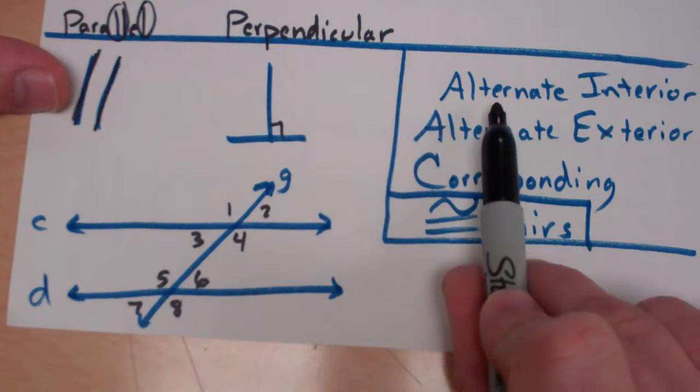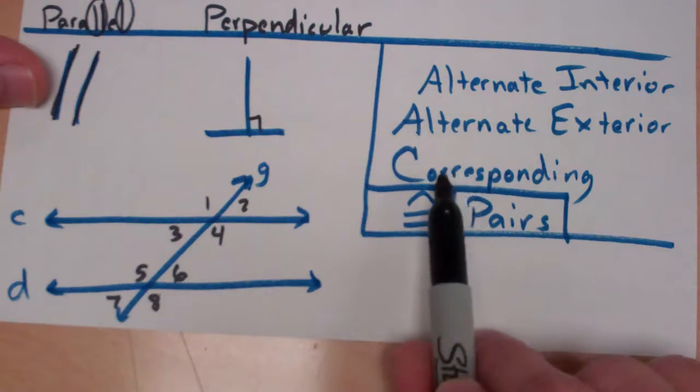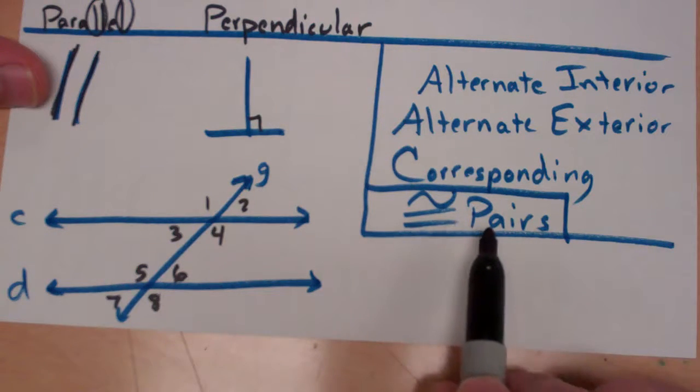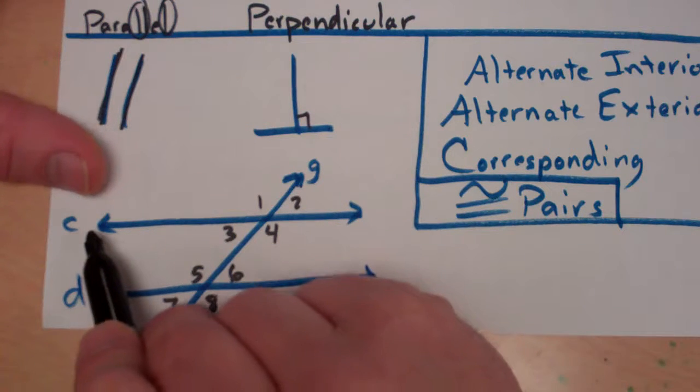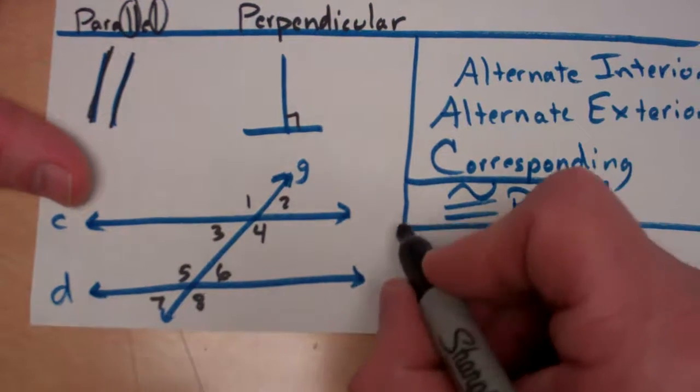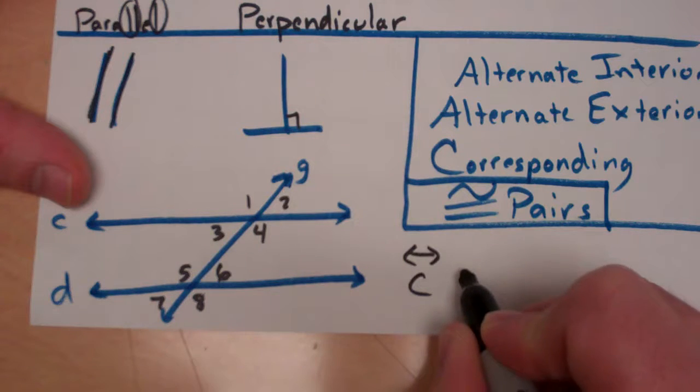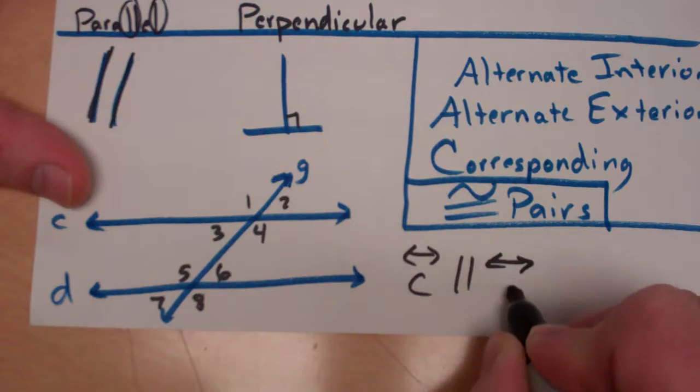We're going to give you some special pairs: alternate interior, alternate exterior, corresponding, and these are all congruent pairs, which means they have the exact same measure if lines are parallel. So they're telling me that line C is parallel to line D. That would look like this, by the way. Line C is parallel to line D.